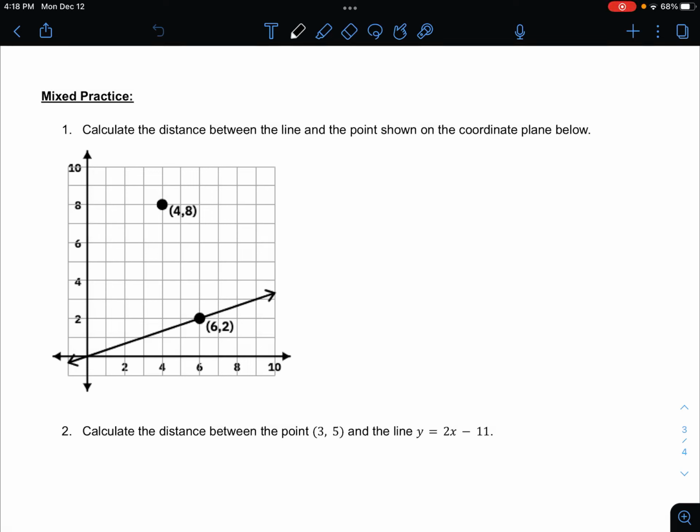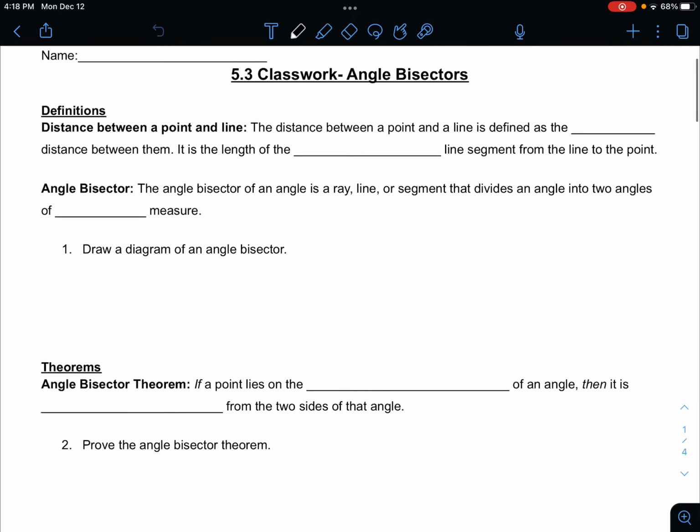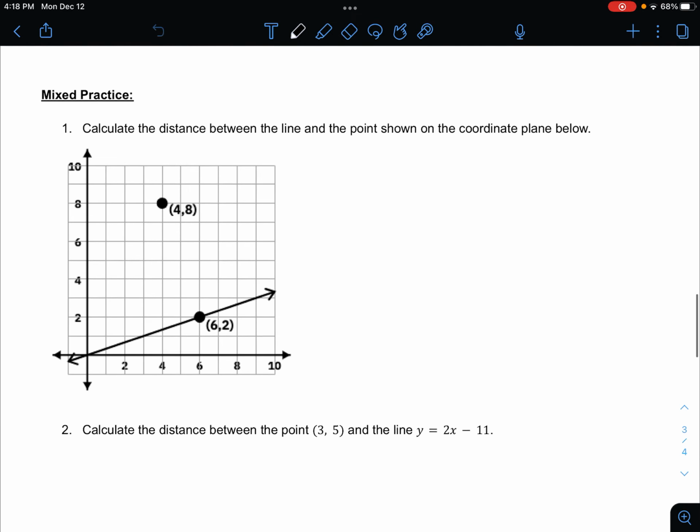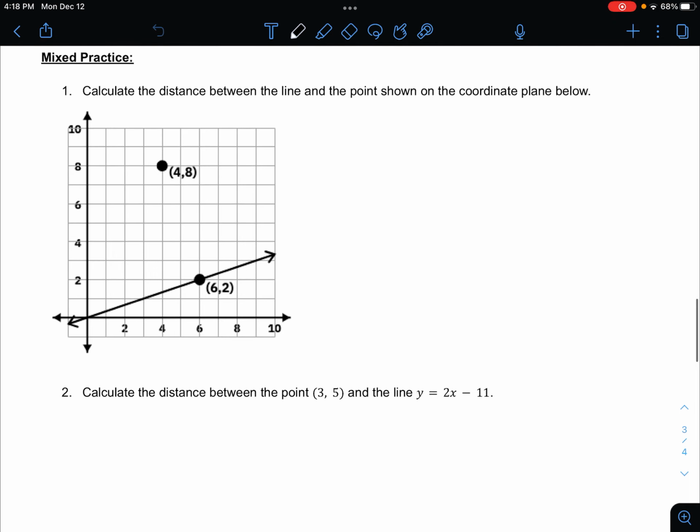Okay, we're going to look at the mixed practice problems from Classwork 5.3 on angle bisectors. The first problem says calculate the distance between the line and the point shown on the coordinate plane below. So we're given the point and the line.